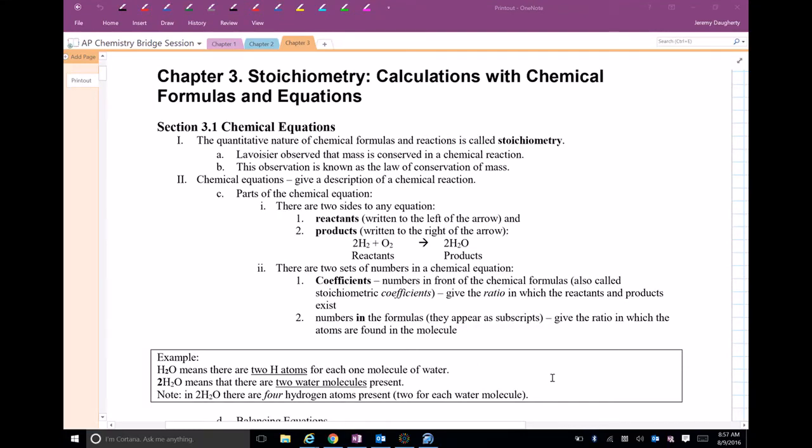Alright, like I was saying, what stoichiometry is, it's basically the mass relationships or the mole relationship or the volume relationship. Basically, it's how all the reactants and products are somehow related to each other.